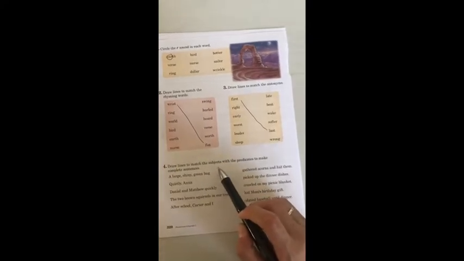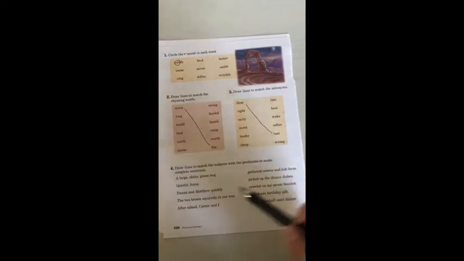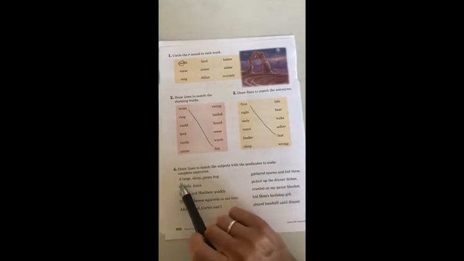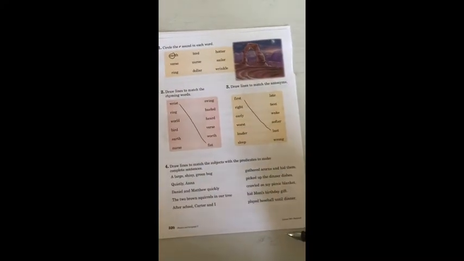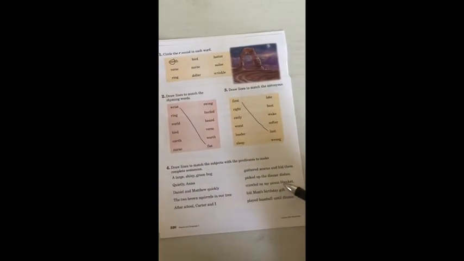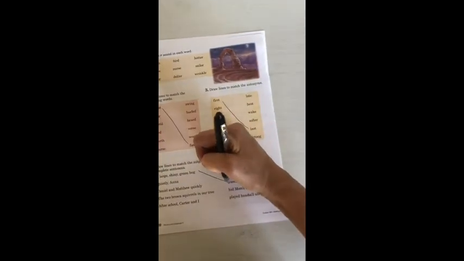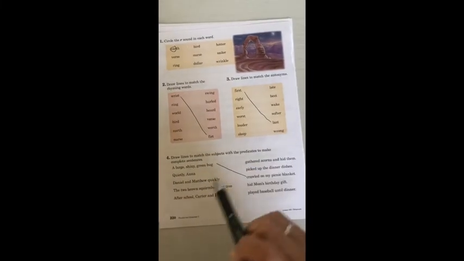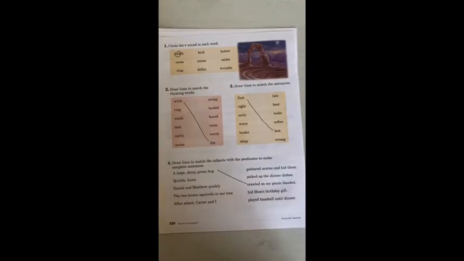And number 4, draw lines to match the subjects with the predicates to make complete sentences. So these, as long as it makes sense, right? A large shiny green bug, what did it do? I'm going to say it crawled on a picnic blanket because that makes sense. All right, your answers can vary here, but make sure that the sentence makes sense.